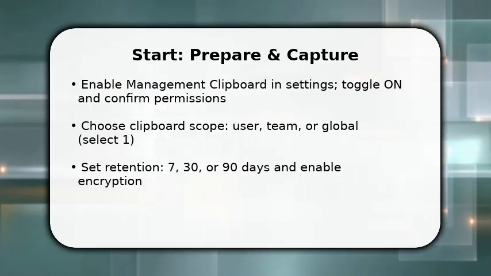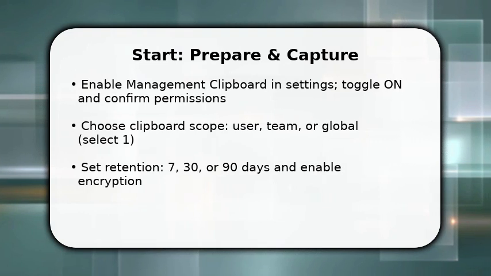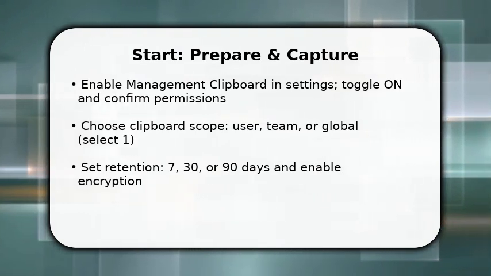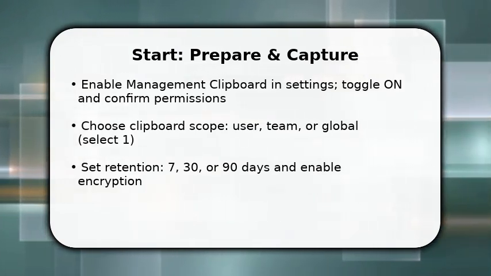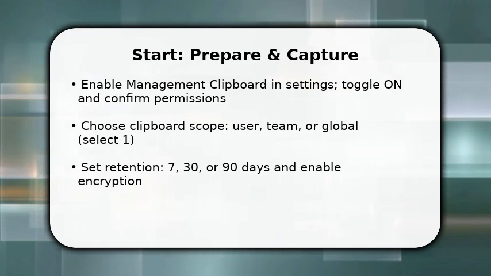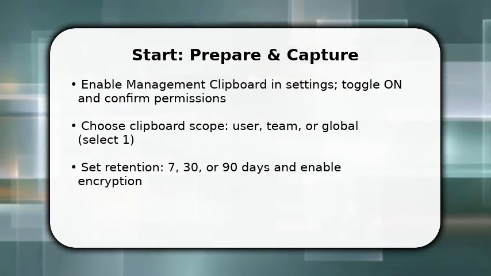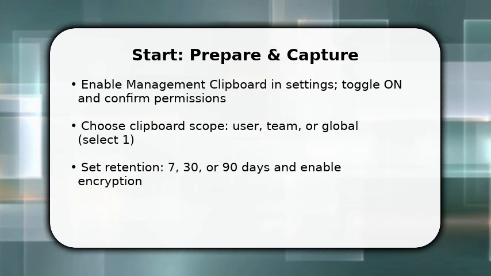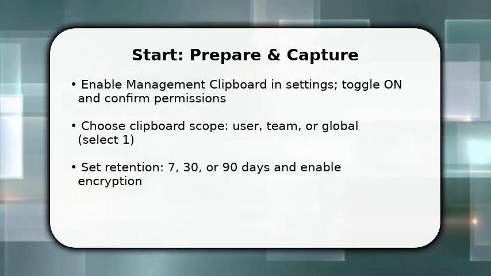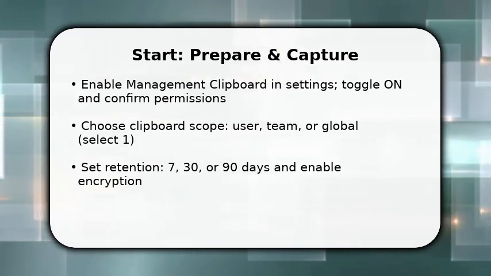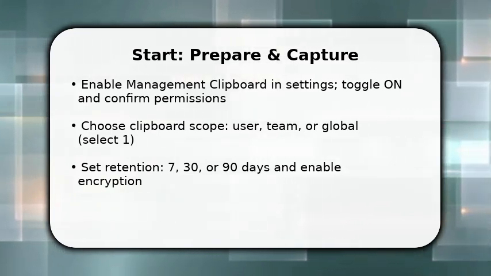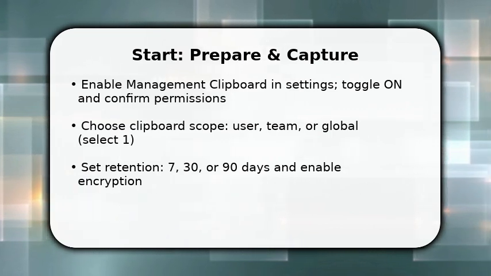You begin by enabling the management clipboard and granting the necessary permissions so clipboard data can be captured securely. Next, choose the correct scope, user, team, or global, because scope determines visibility and audit boundaries. Once done, set retention to 7, 30, or 90 days and enable encryption to protect sensitive entries.